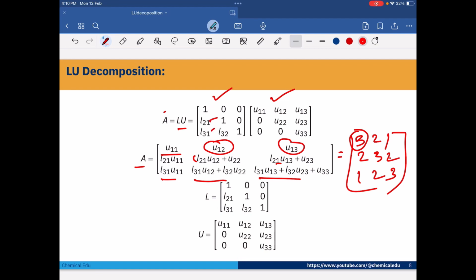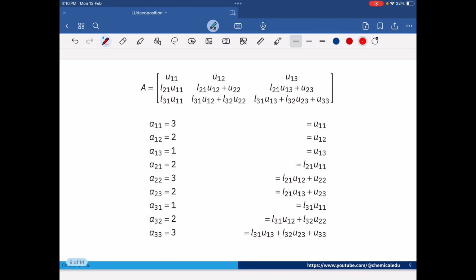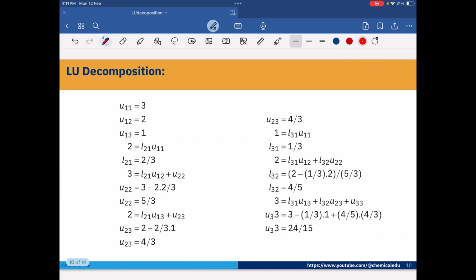Now u11 is nothing but a11, so that is 3, and then a12 is nothing but 2, so that is u12. So we put all this. Okay, so now these many equations are there. So here we will know u11, u12, u13. Now if you substitute u11 here, we will get l21.